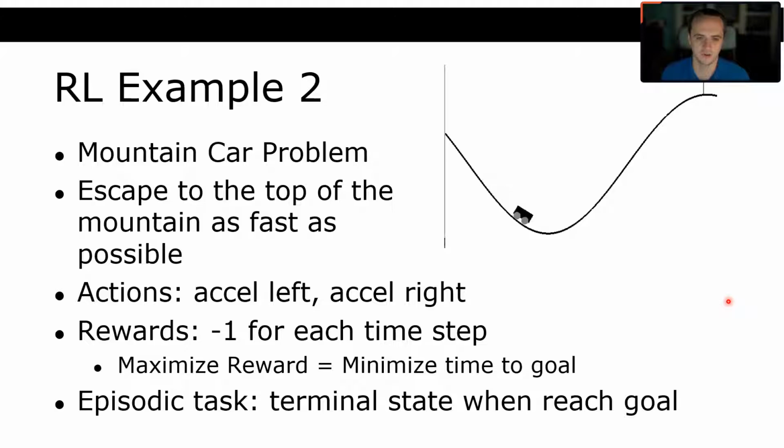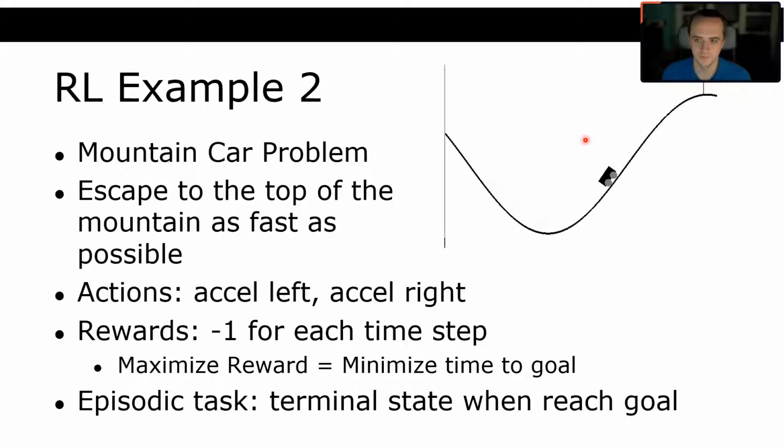Here's another example. This is called the mountain car problem. And your goal is to escape the top of the mountain as fast as possible. So you start down here in this hill, and you want to move the cart all the way up to this goal right here, okay? And so your actions are accelerate left and accelerate right.